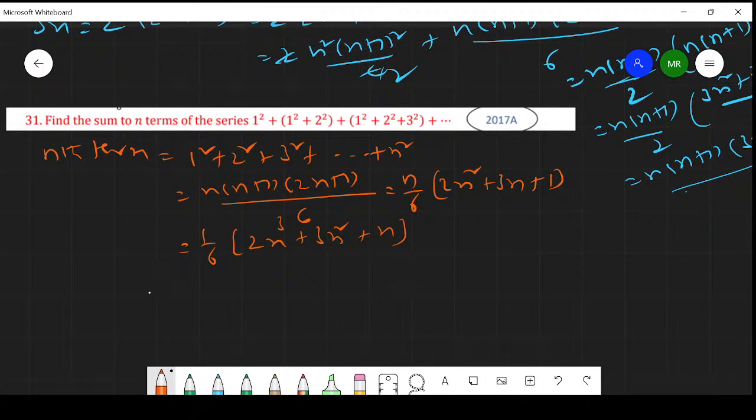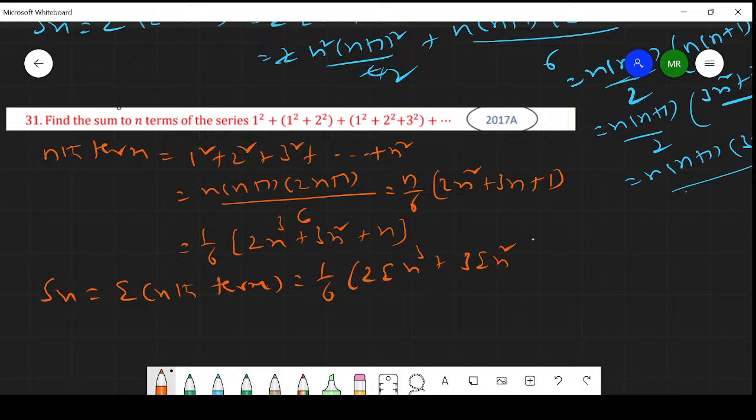I should apply sigma. If I apply sigma, Sn is equal to sigma of the nth term of the given series. So I can apply sigma: 1 by 6 into (2 into sigma n cube plus 3 into sigma n square plus sigma n).